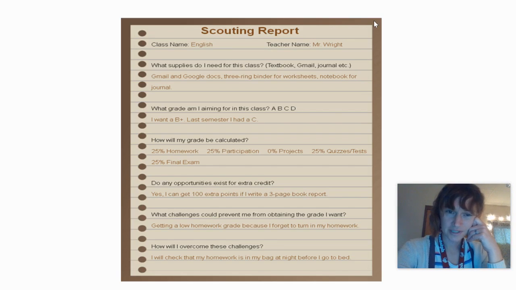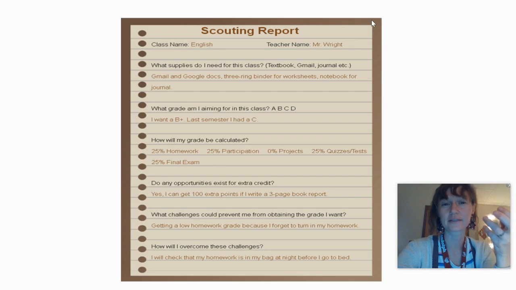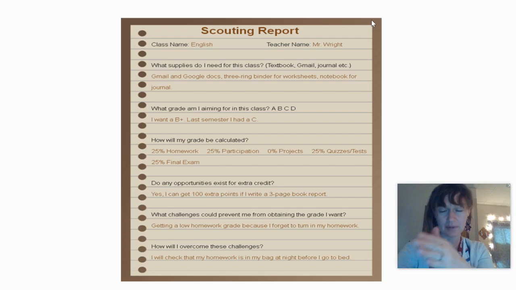And so these are just some examples that this person had written. Okay, so what does he need for the class? Gmail and Google Docs, that's how he maybe gets his information about any kind of updates from his teachers. Physical supplies, like a 3-ring binder and a notebook. So last semester he had a C, so he wants to get a B this time. And then this is how his grade will be broken down based on percentage. Are there opportunities for extra credit? Yes, no. What challenges may prevent me?